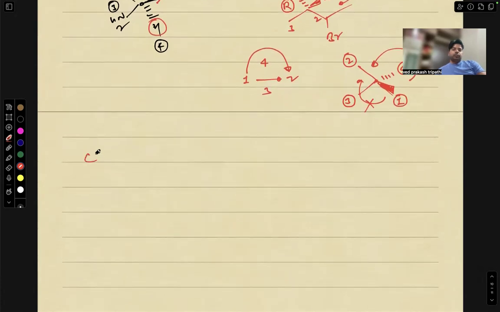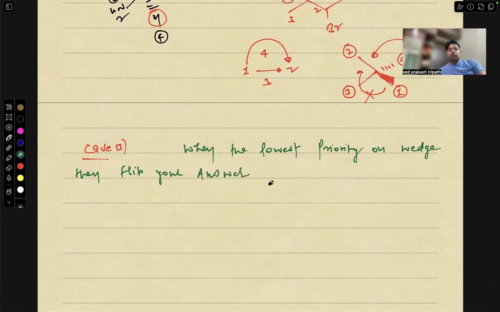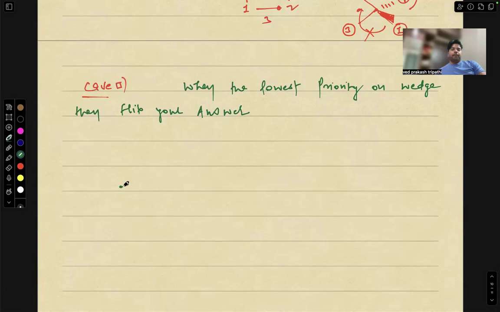Now case 2. When the lowest priority is on wedge, then flip your answer. What does it mean? Look at this example.